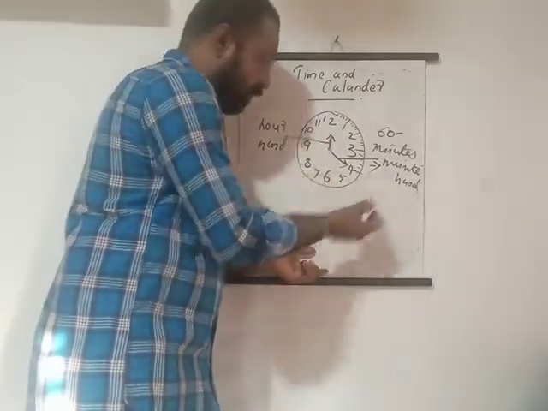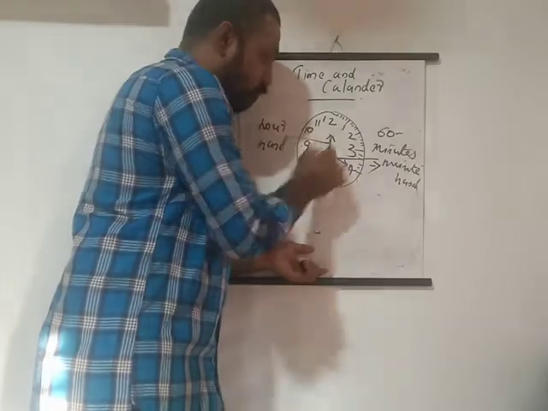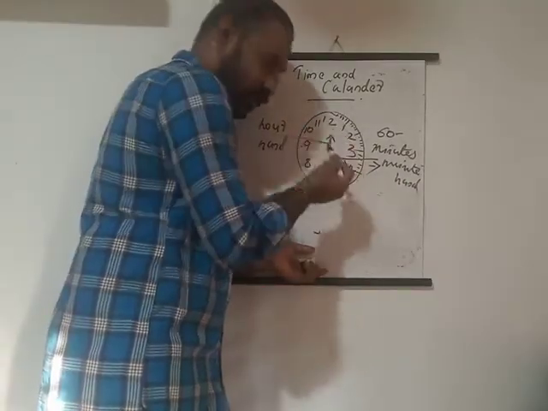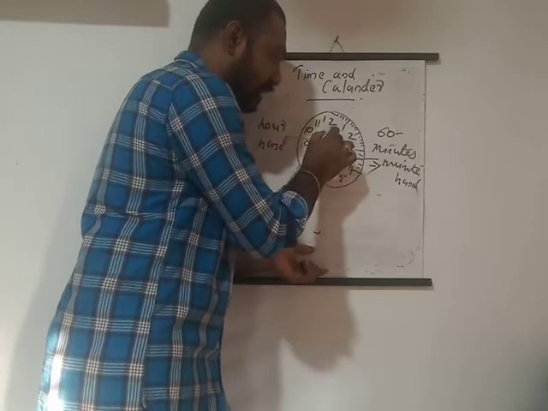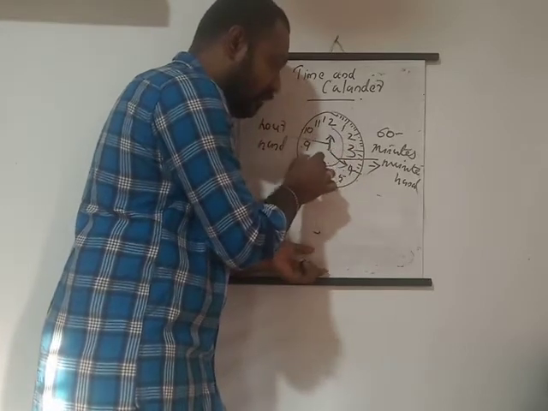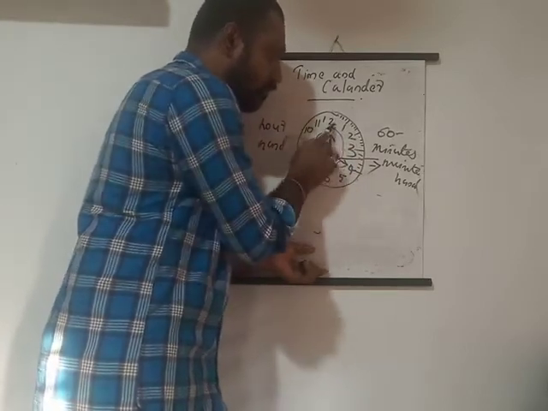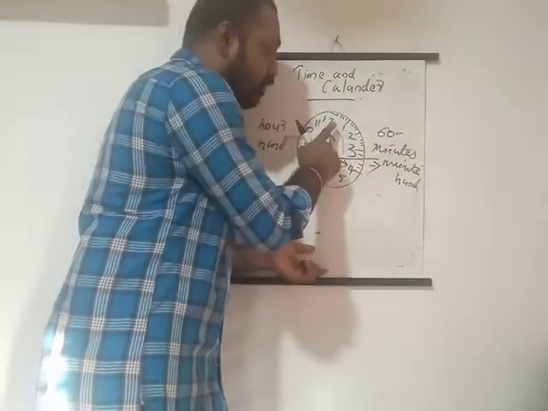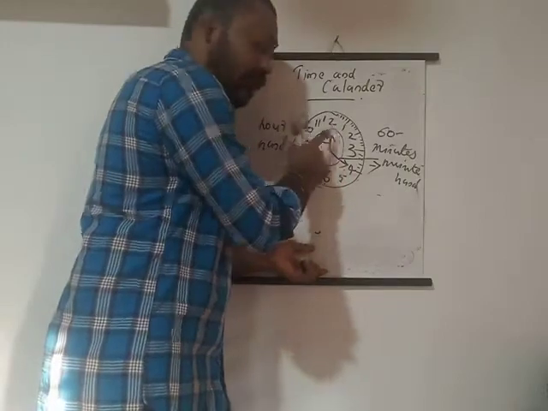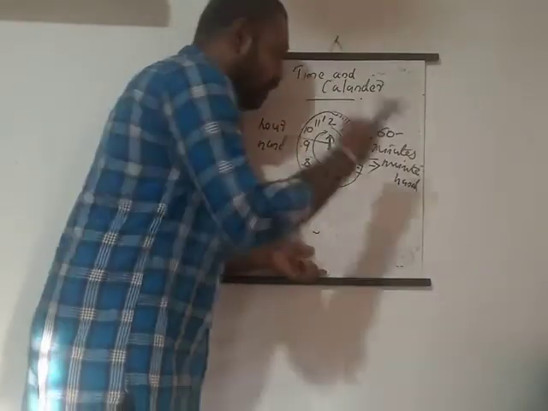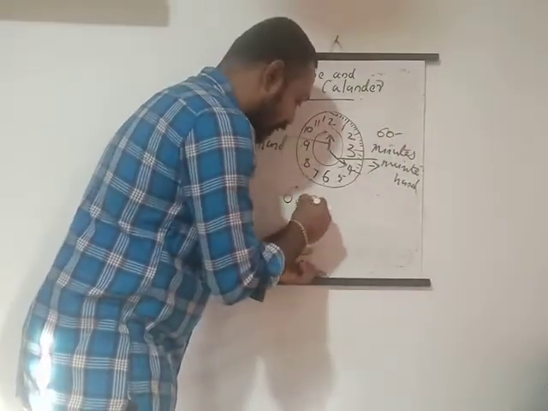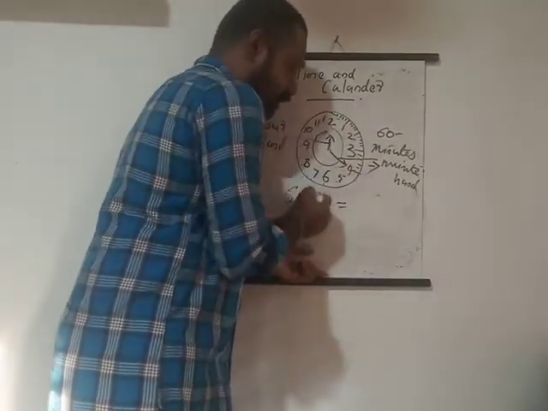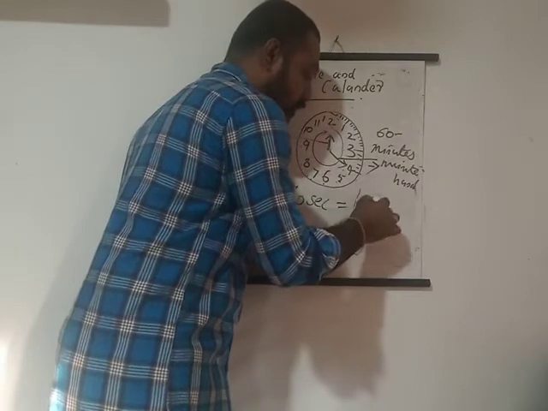We know that the second hand starts from here, just imagine, and makes one revolution. The second hand moves this way, tick tick tick, and completes one complete revolution. How many seconds is it? It is called 60 seconds. So this is 1 second, like that, and 60 seconds make 1 minute.